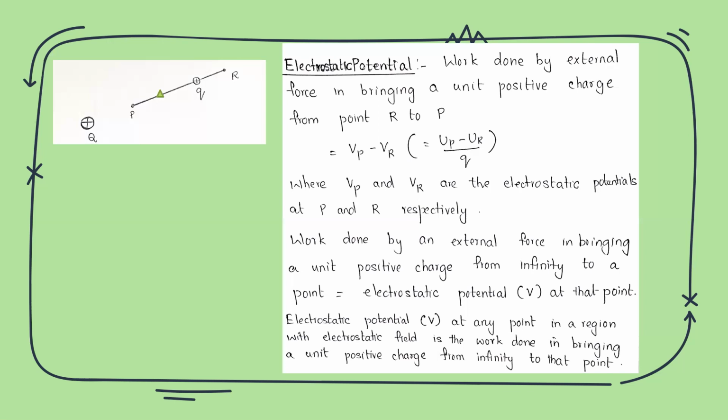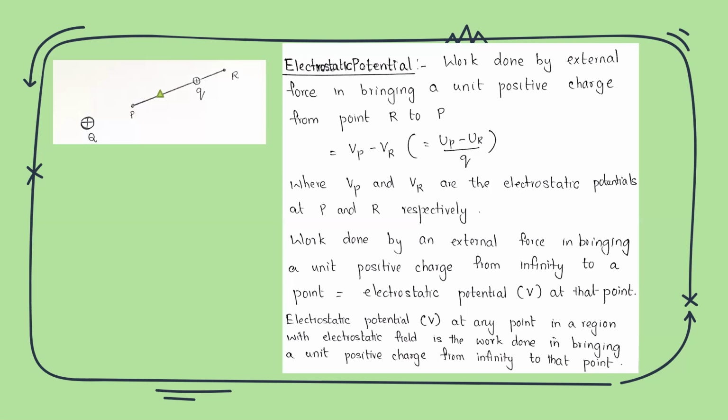So electrostatic potential, capital V, is defined as follows: the electrostatic potential at any point in a region with electrostatic field is the work done in bringing a unit positive charge from infinity to that point. Once again, I repeat, the electrostatic potential at any point in a region with electrostatic field is the work done in bringing a unit positive charge from infinity to that point.